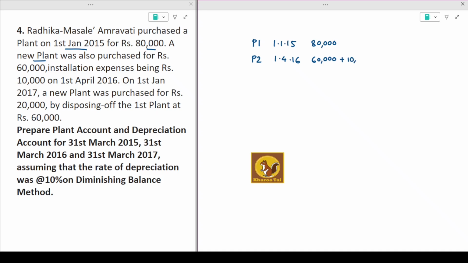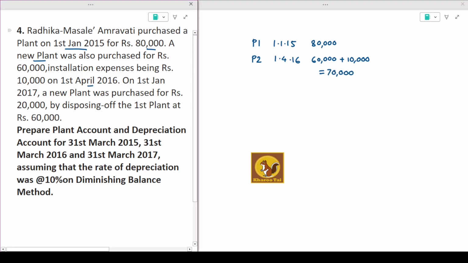As you know, as per accounting standard 10, we add all the expenses like installation expenses or other expenses, that is called as incidental expenses, to the cost of asset. This is as per accounting standard 10. So the cost of the second plant will be 70,000.